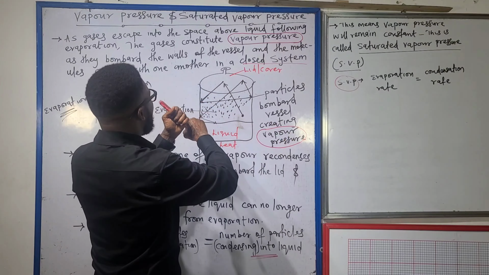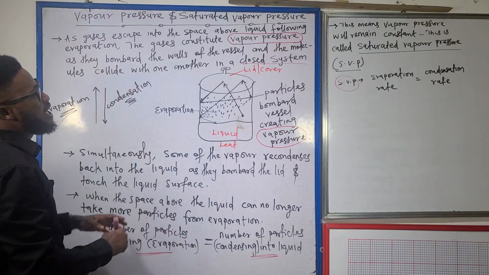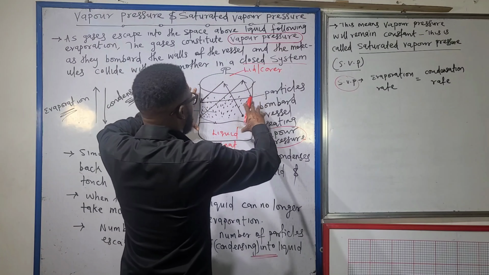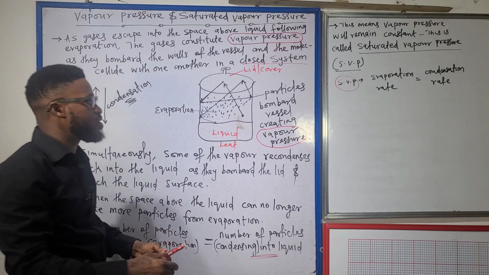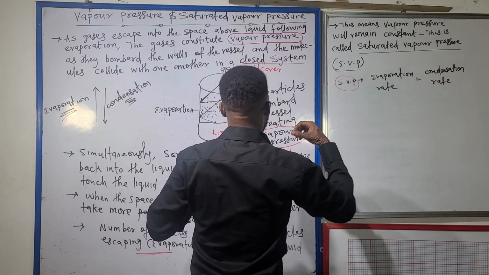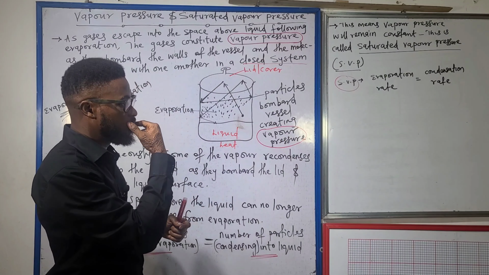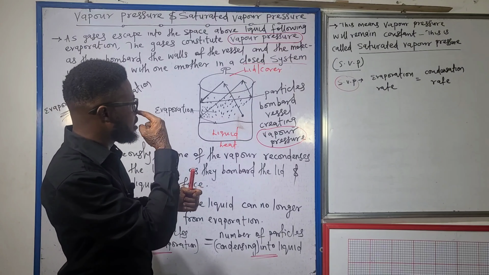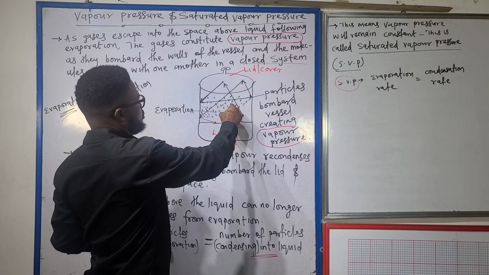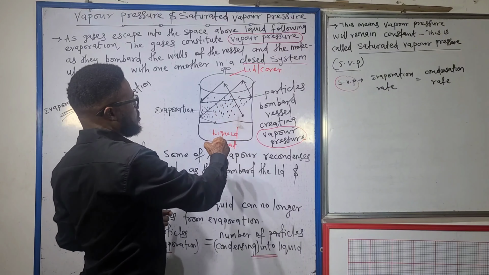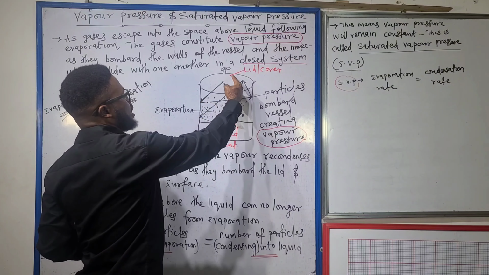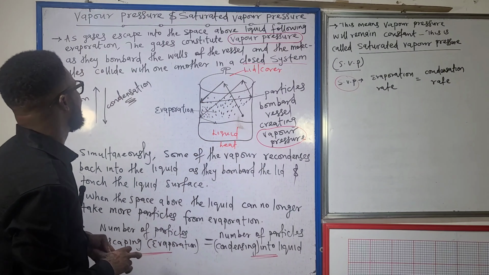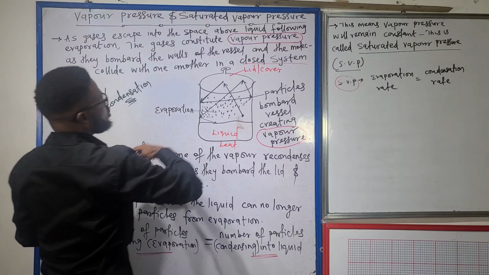They begin to collide with one another, and as they do that, they constitute what we call vapor pressure. Remember that pressure is force per unit area. When particles of gases, that's vapor, bombard or hit the walls of the vessel and the lid, they constitute vapor pressure.